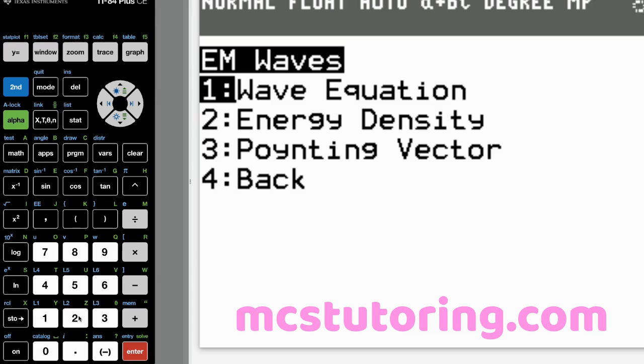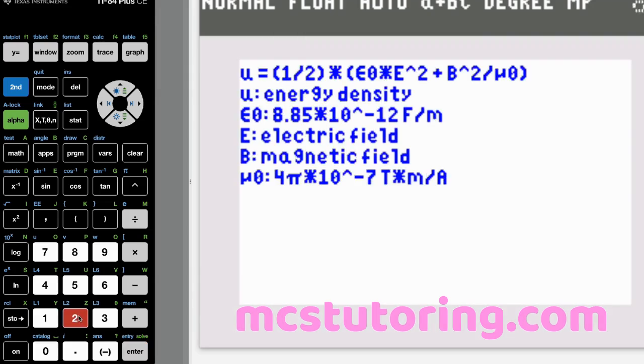So we're going to go to energy density now. And we've got U equals half times epsilon sub 0 times (E squared plus B squared over mu sub 0). And then U is energy density, not the mu. Epsilon sub 0 is 8.85 times 10 to the negative 12 F over m. E is electric field, B is magnetic field, and mu sub 0, again a constant, is 4 pi times 10 to the negative 7 T m over A.